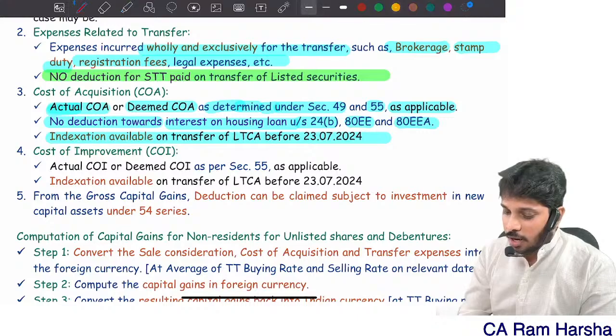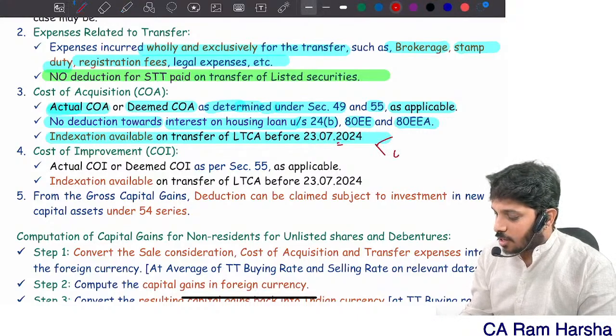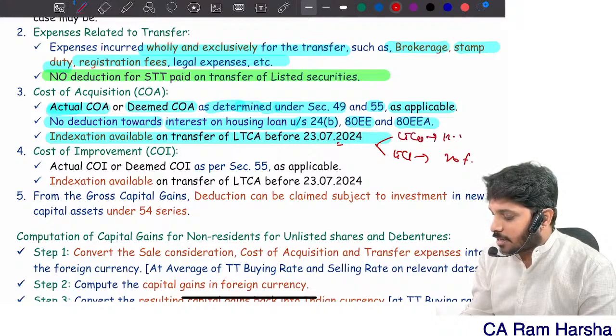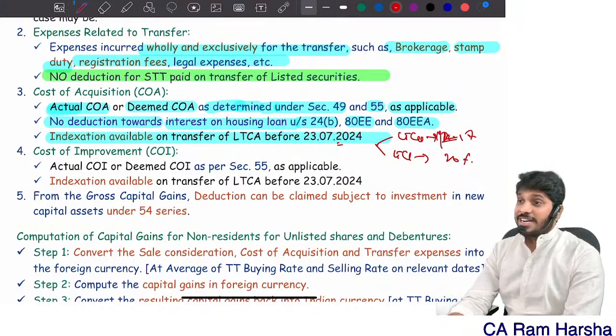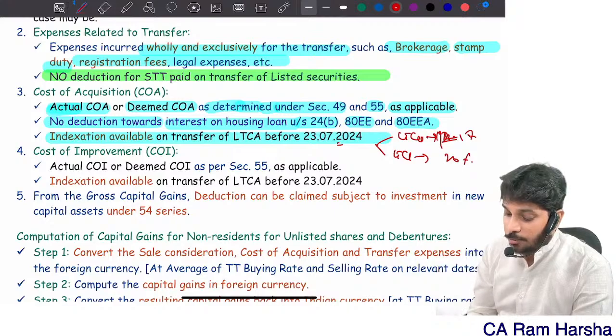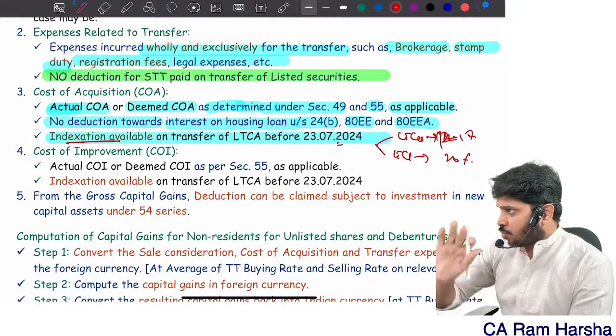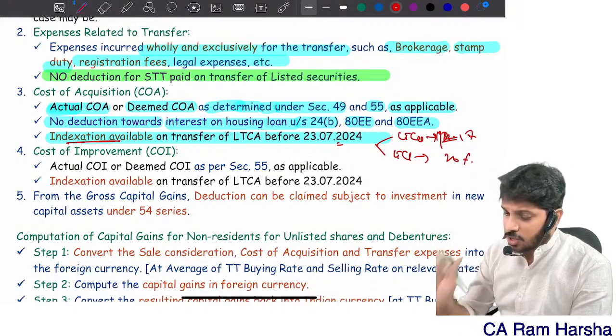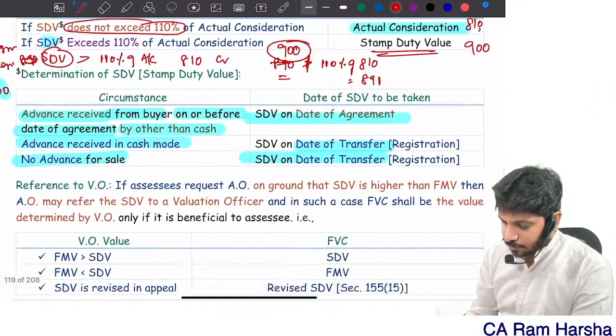That's it. Now, earlier up to 23rd, if it is a long-term capital gain, the tax rate is 20%. Now, long-term capital gain tax rate is 12.5%. Getting it? Now, without indexation, on or after 23rd July 2024, no indexation at all. Now, sir, what do you mean by indexation? What do you mean by cost of acquisition, deemed cost of acquisition? All that we'll discuss. Look at this.